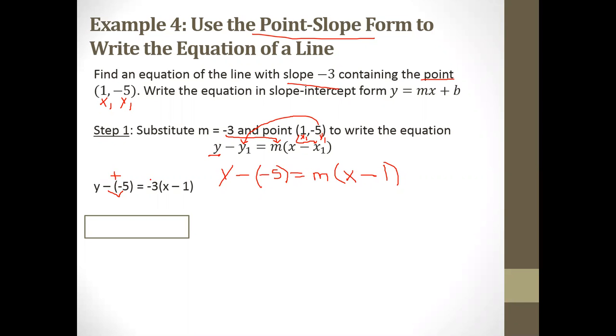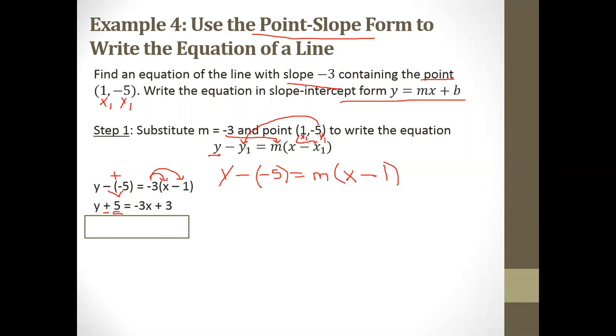And on the right side of the equal sign, you have to distribute this -3. So that's -3 times x and -3 times -1. That gives us y plus 5 equals -3x plus 3. Now, remember we were writing this final equation in slope-intercept form, so we need to get y by itself on the left side of the equal sign.